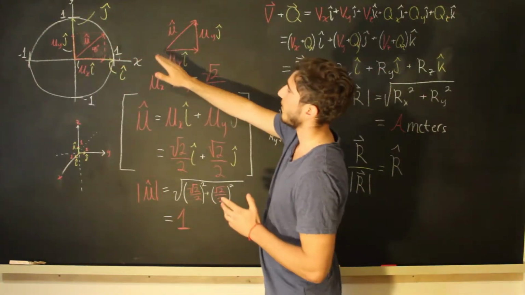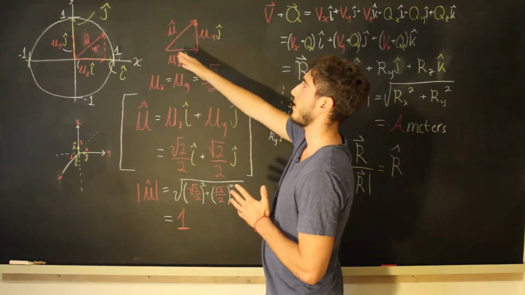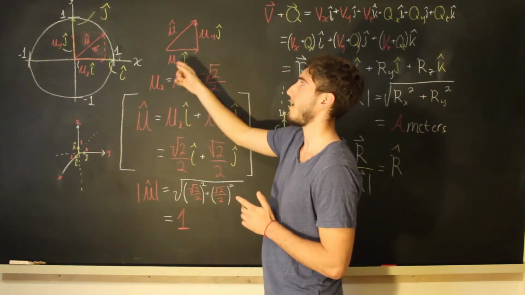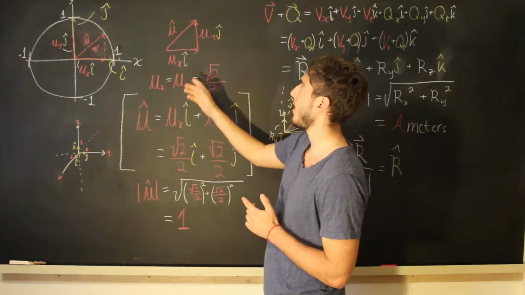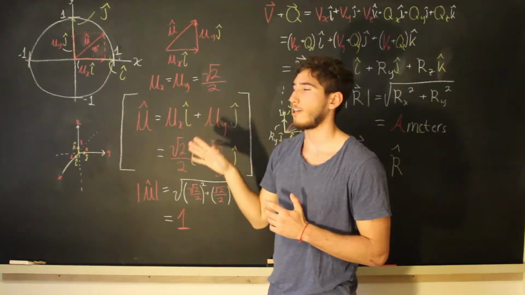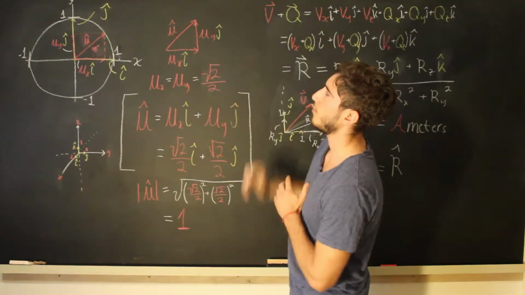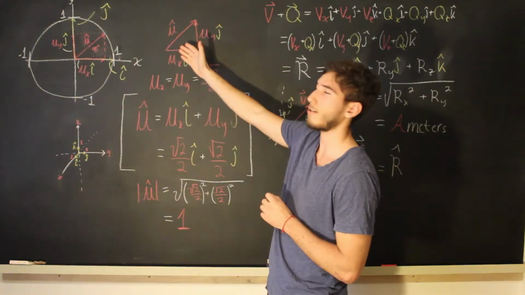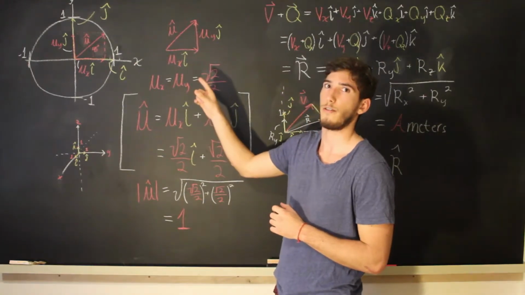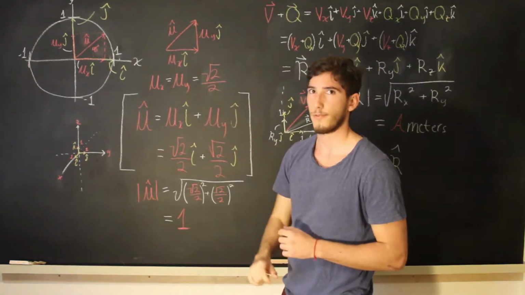So I have my vector u of x times i hat, and it's only going in the x direction and it has a magnitude of u of x. I have my vector u of y times j hat, it's only going in the y direction and has a magnitude of u of y. And I have my unit vector u hat. But wait a second, this looks familiar. This looks like a vector addition problem.